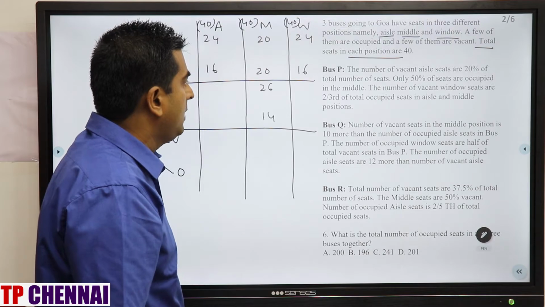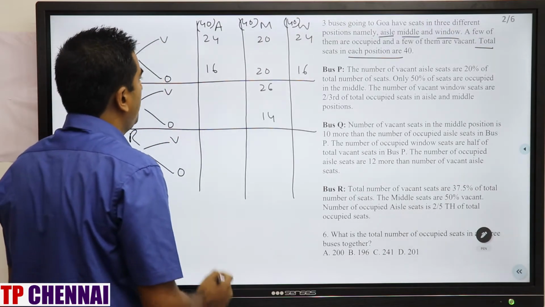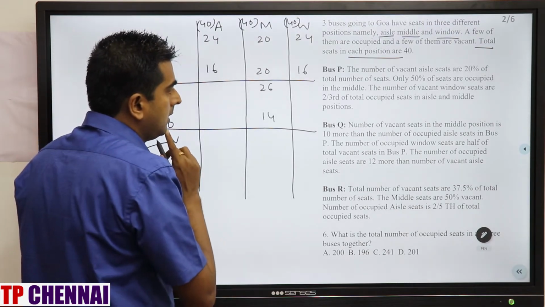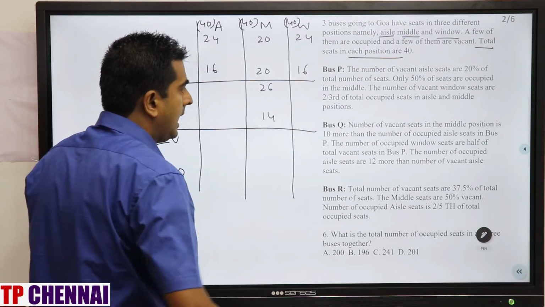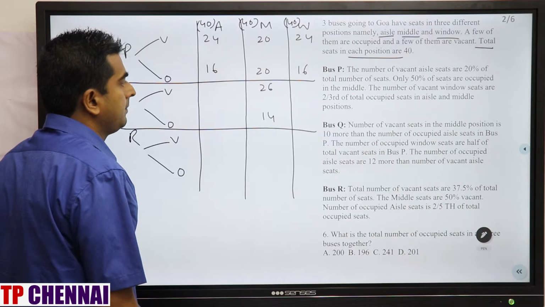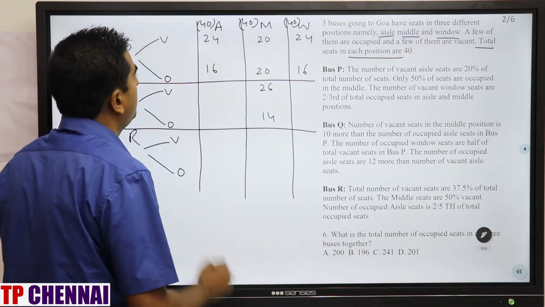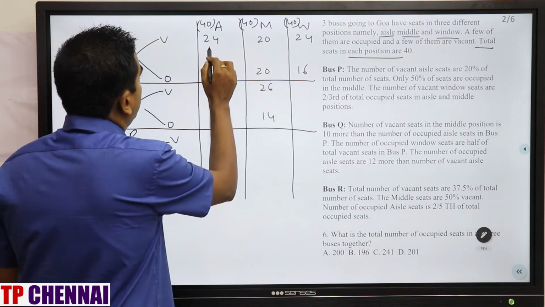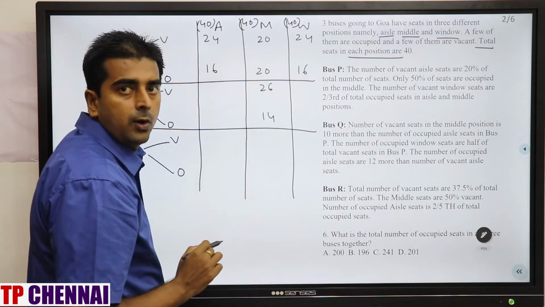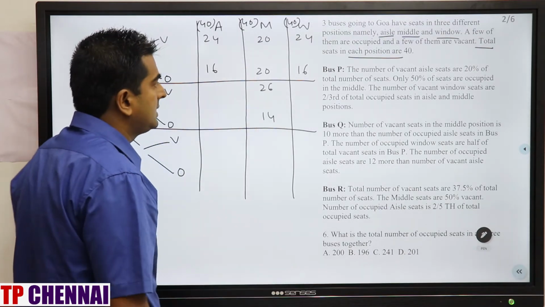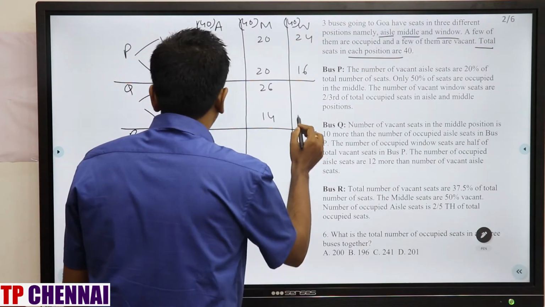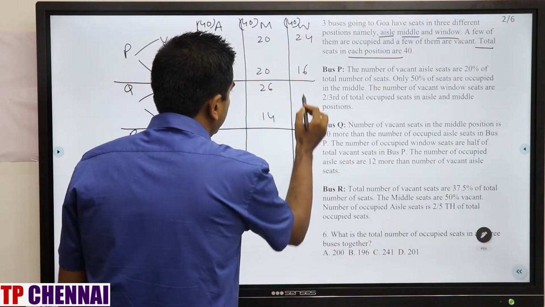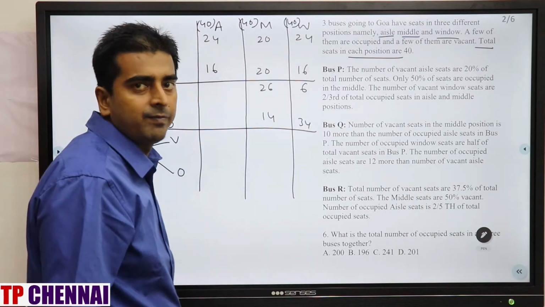The number of occupied window seats, this one down, are half of the total vacant seats in bus P. Total vacant seats in bus P is how much? 24 plus 20, 44, 44 plus 24, 68. Half of 68 is 34. So this is 34. This will be 6. Right?